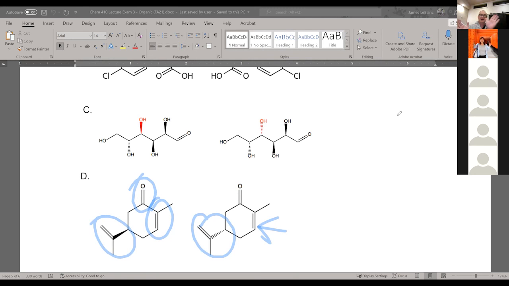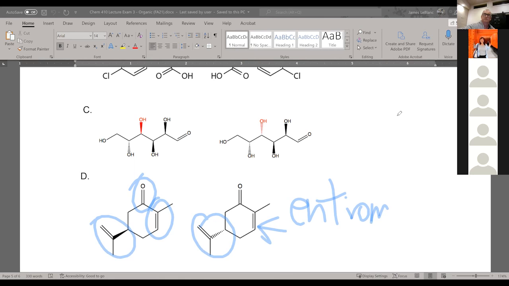Sort of, one's coming out, one's going in. So they're mirror images of each other. Everything else is in the plane. The only thing that isn't in the plane is that one group, and it's a mirror image. So these are enantiomers.